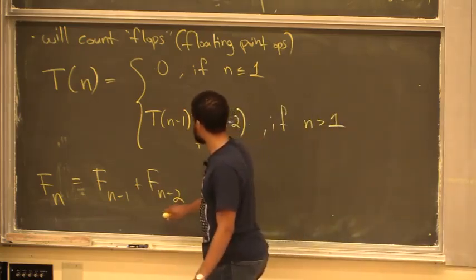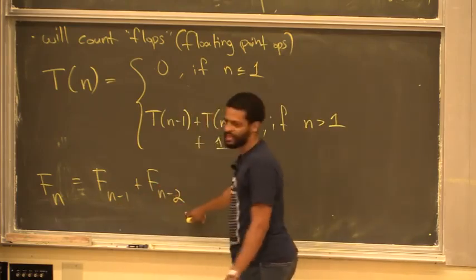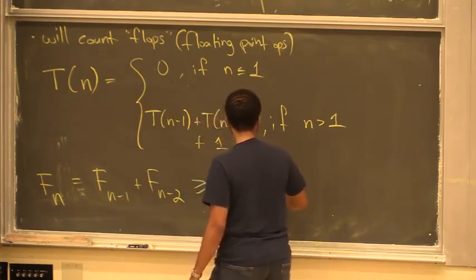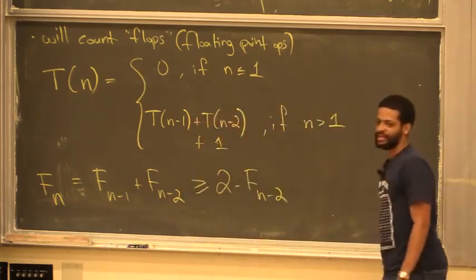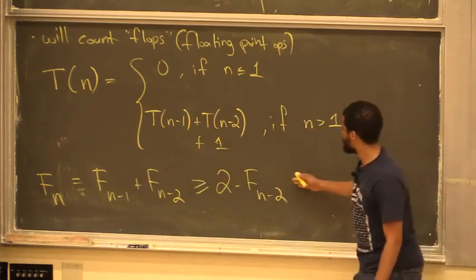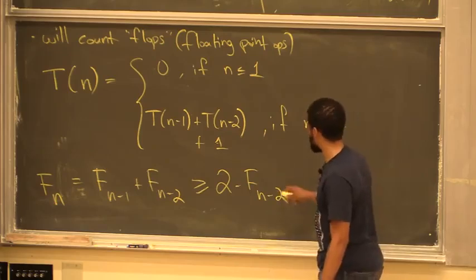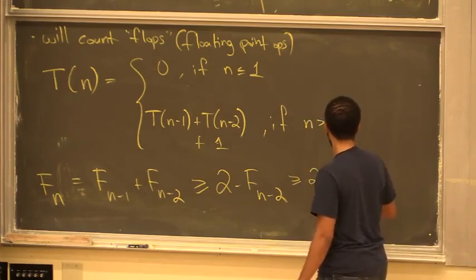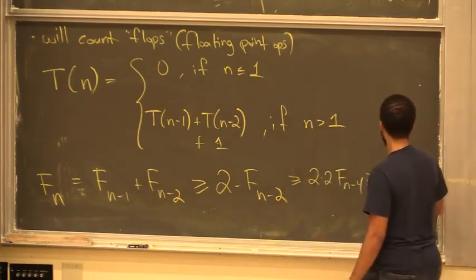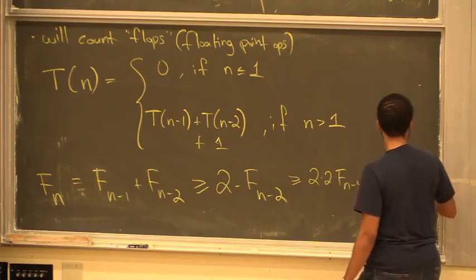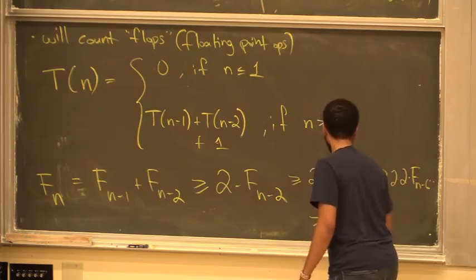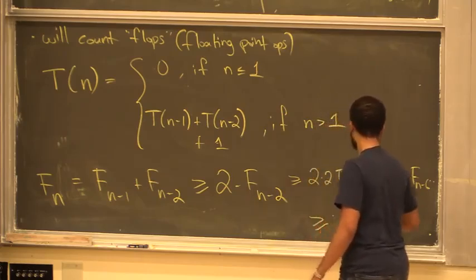These numbers increase, which means f of n minus 1 is at least f of n minus 2. So this is at least 2 times f of n minus 2. Right? And again, we can just keep iterating. So this is at least 2 times 2 times f of n minus 4, which is at least 2 times 2 times 2 times f of n minus 6, et cetera, right? So this thing is at least something like 2 to the n over 2.